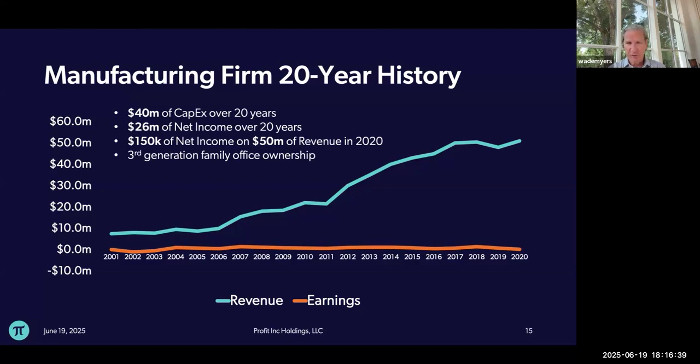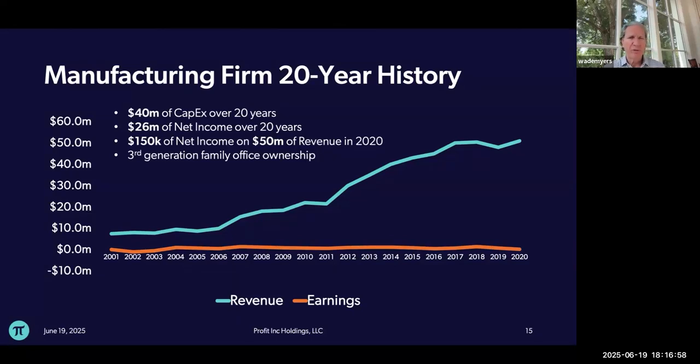The total focus of this company was revenue growth. And you can see the level of CapEx. It was 40 million of CapEx over those 20 years into manufacturing equipment, their plants and distribution centers. And they only pulled back out 26 million over those same 20 years. So obviously, this is a losing game.